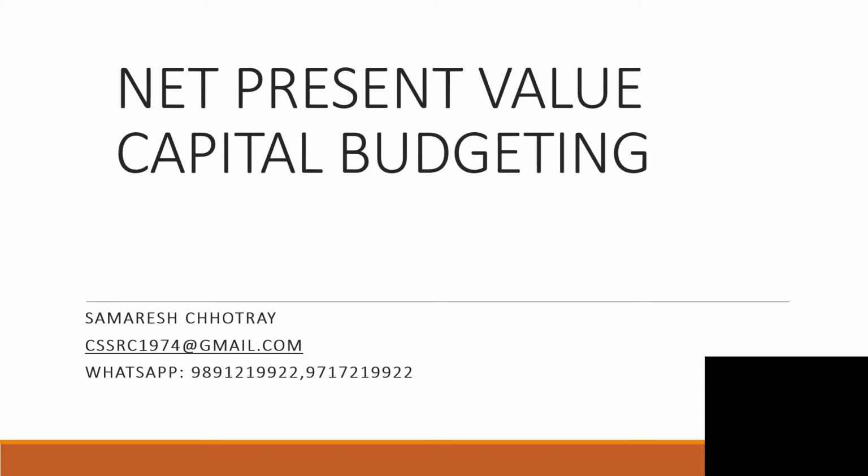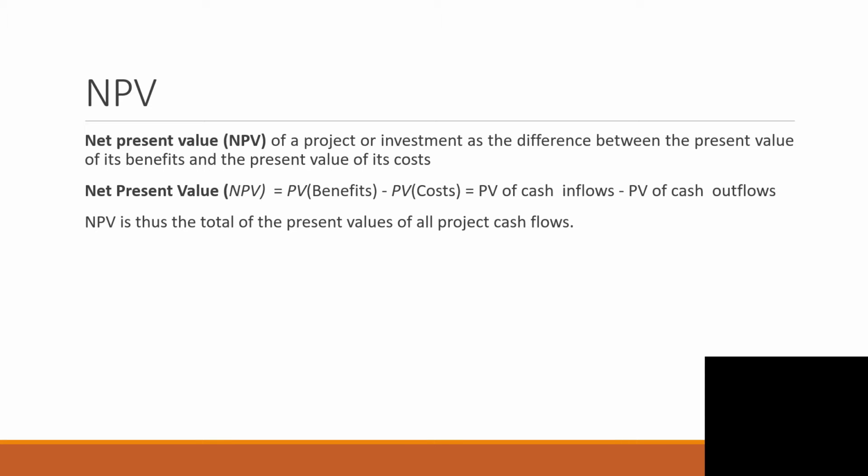So let's discuss how net present value is used in capital budgeting to make decisions regarding which project a firm's management shall undertake and which project a firm's management should not consider for implementation. Let's see how it happens.